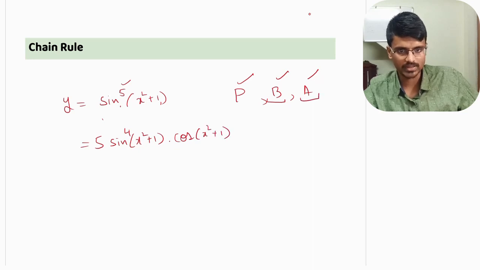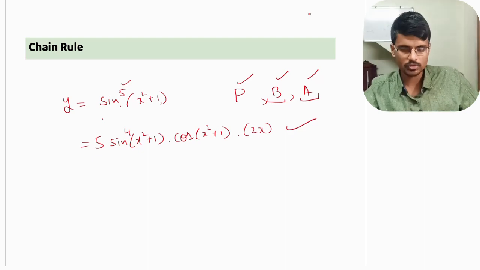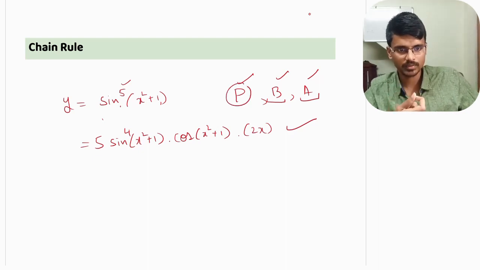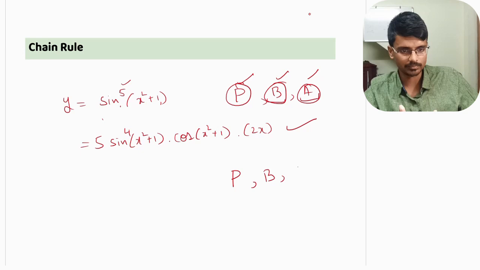Now the angle. What is the angle? It is x square plus 1. So differentiation of x square is 2x. Differentiation of 1 is 0. So this is how you apply the technique. First we differentiated the power, then the base, then the angle. So for trigonometric ratios, you can apply this technique, PBA.